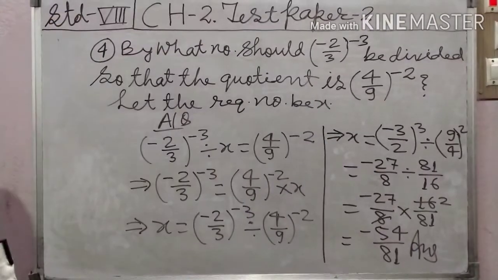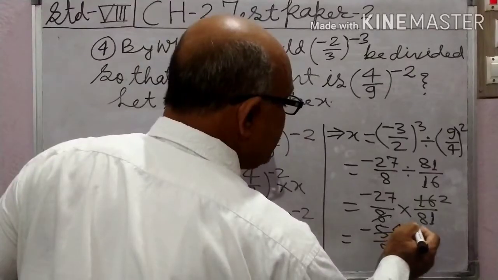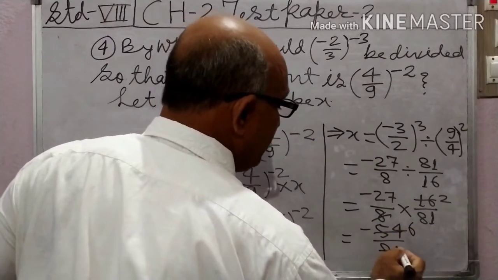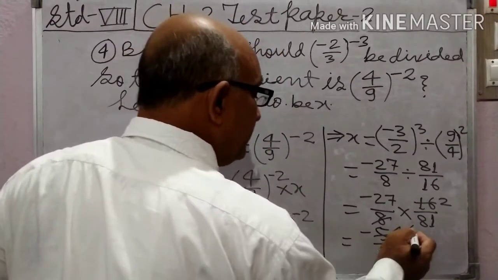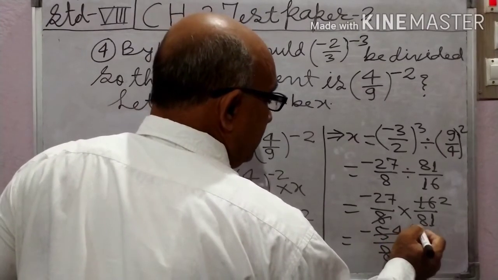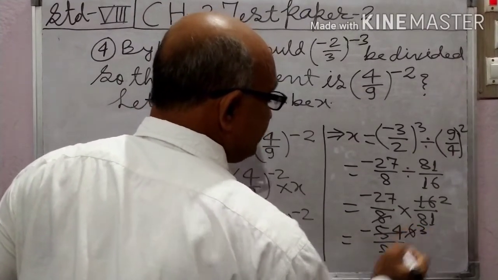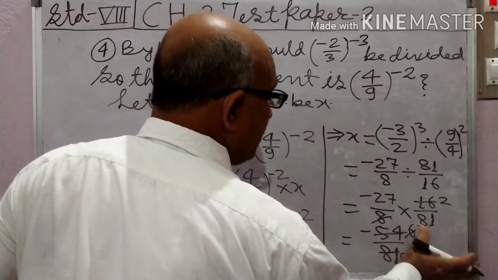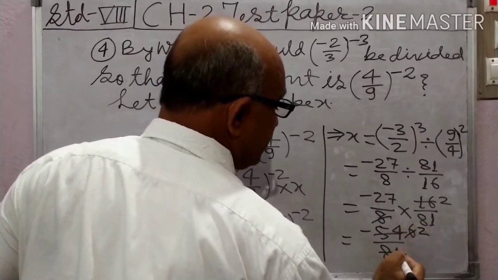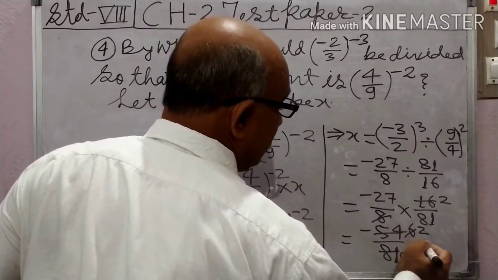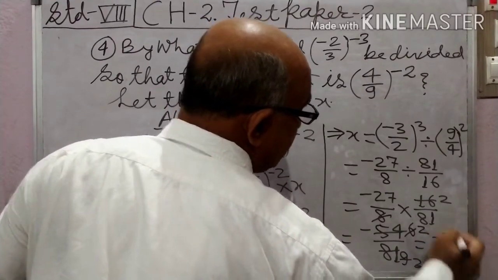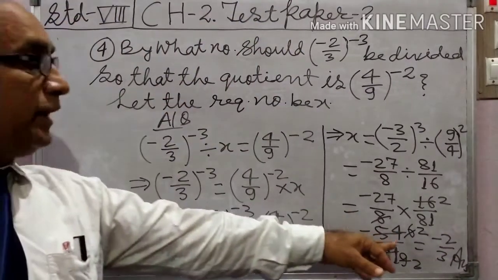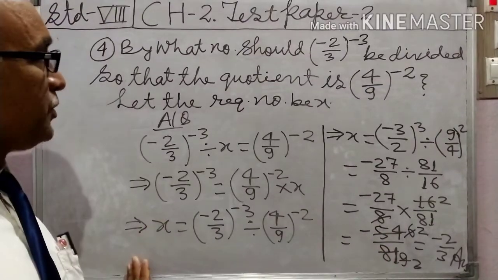Answer of this question, right? 9 6s are 54 and 9 9s are 81. 3 3s are 9, 3 2s are 6, and 3 3s are 9, so it equals -2/3 is the answer. Change into simplest form. So -2/3 is the answer of this question.